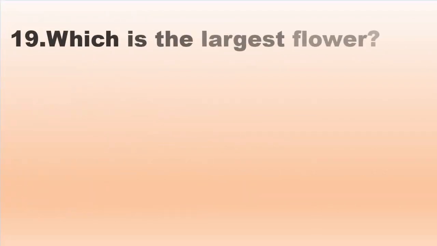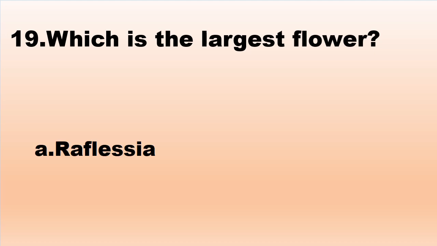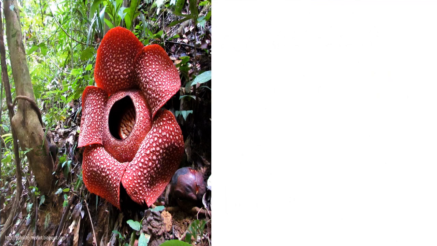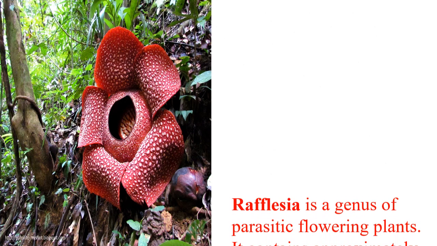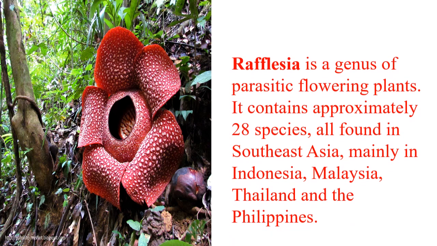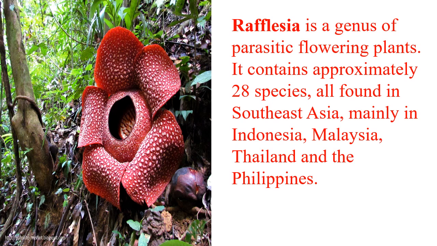Which is the largest flower? Rafflesia, tulip, lotus, rose. Rafflesia. Rafflesia is a genus of parasitic flowering plants. It consists of approximately 28 species, all found in Southeast Asia, mainly in Indonesia, Malaysia, Thailand, and the Philippines.